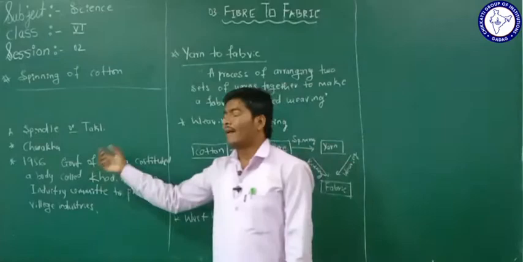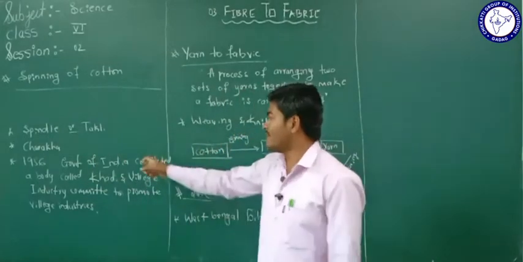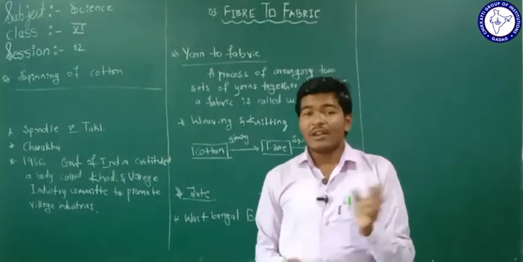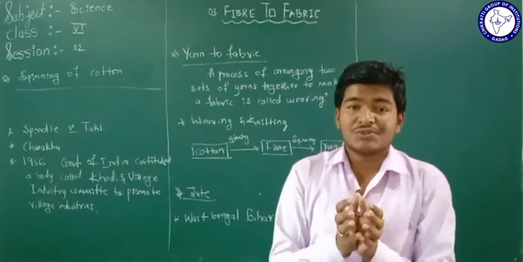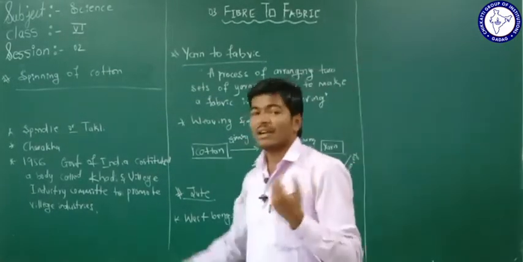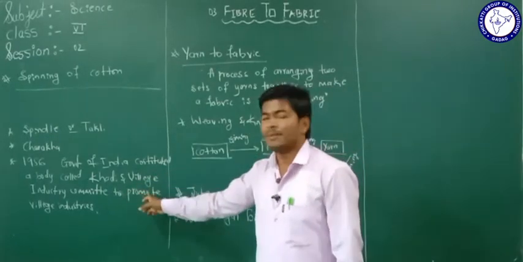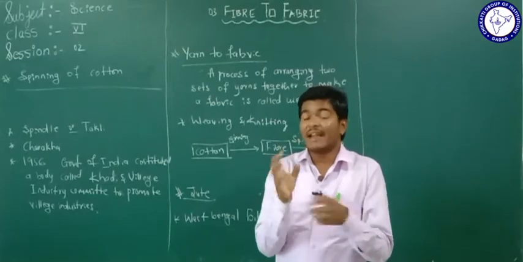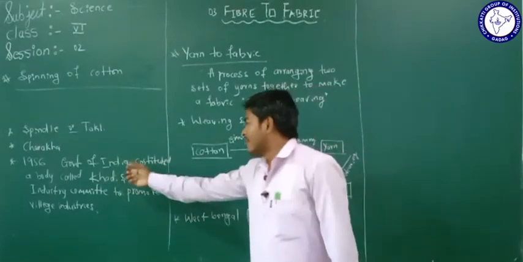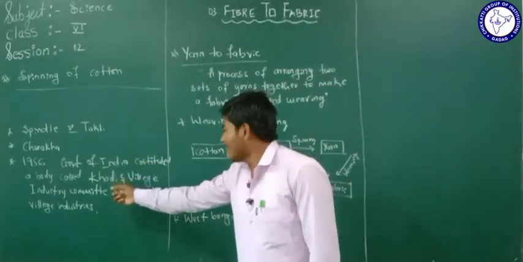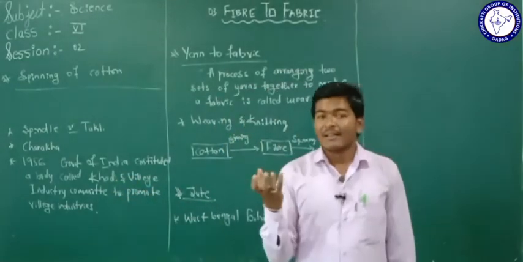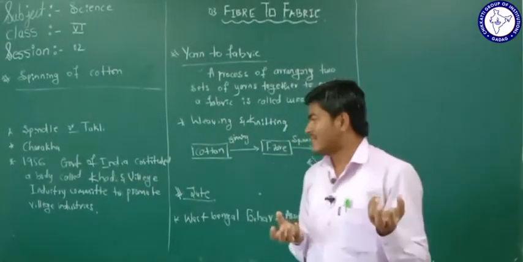Also, the Government of India in 1956 constituted a body, the Khadi and Village Industries Commission, to promote the Khadi and village industries. It made a law under the Khadi and Village Industries Commission to promote the village industries.